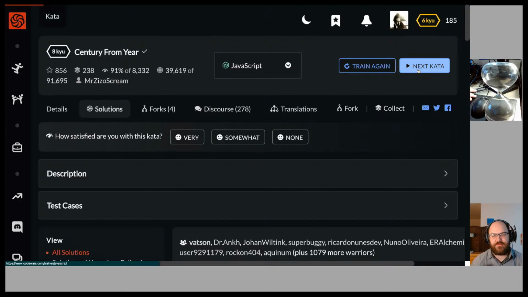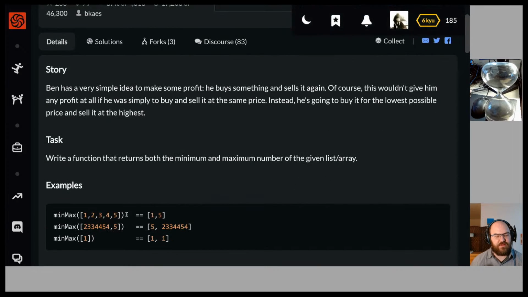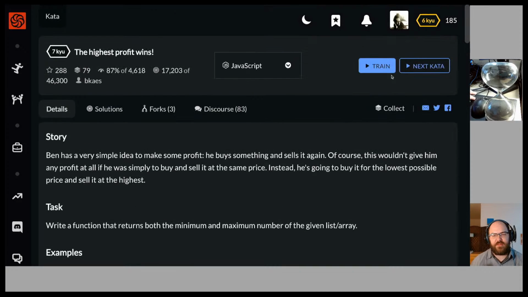Let's do the next one. Okay, Highest Profit Wins. Story. Ben has a very simple idea to make some profit. He buys something and sells it again. Of course, this wouldn't give him any profit at all if he was simply to buy and sell at the same price. Instead, he's going to buy for the lowest price and sell it at the highest. Write a function that returns both the minimum and maximum number of the given list array. So minMax of 1, 2, 3, 4, 5 gives 1 and 5.